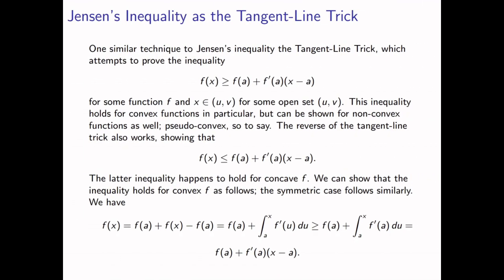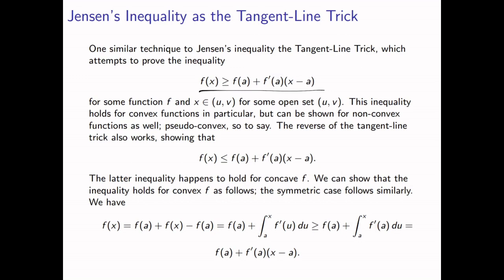The final thing we're going to discuss is Jensen's Inequality, the tangent line trick. This basically states that f of x is greater than or equal to f of a plus f prime of a times x minus a, where f is a convex function.